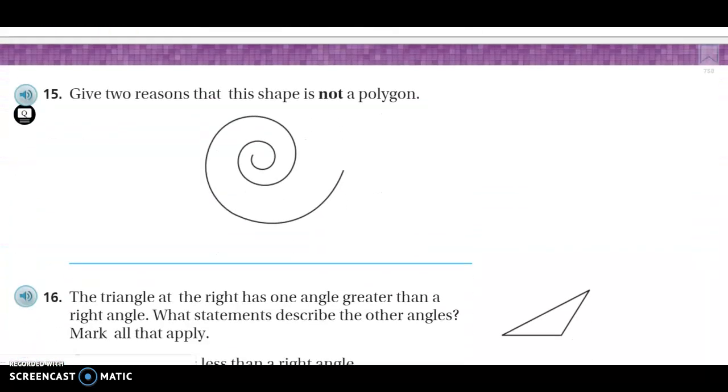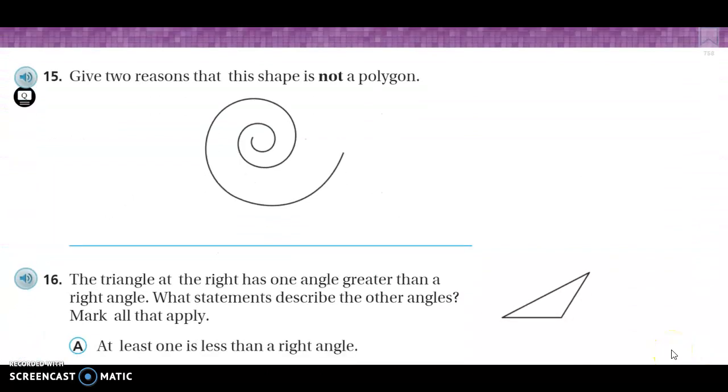Give 2 reasons that this shape is not a polygon. The first reason is that it has curved paths. Curved paths cannot be a polygon. The second reason that it's not a polygon is that it's open. They have to be closed shapes with straight sides.